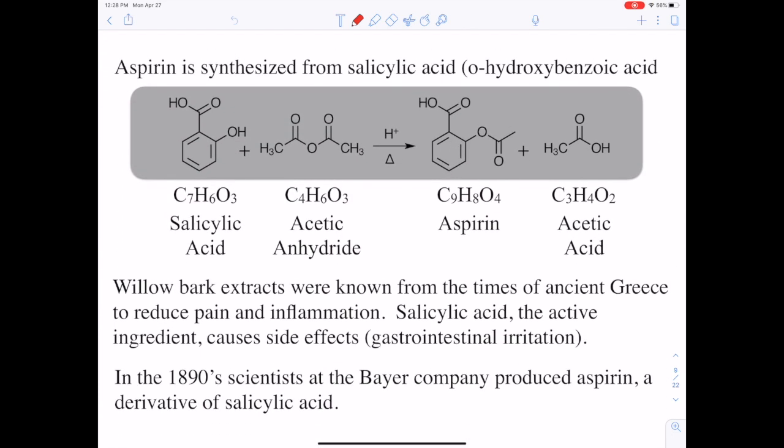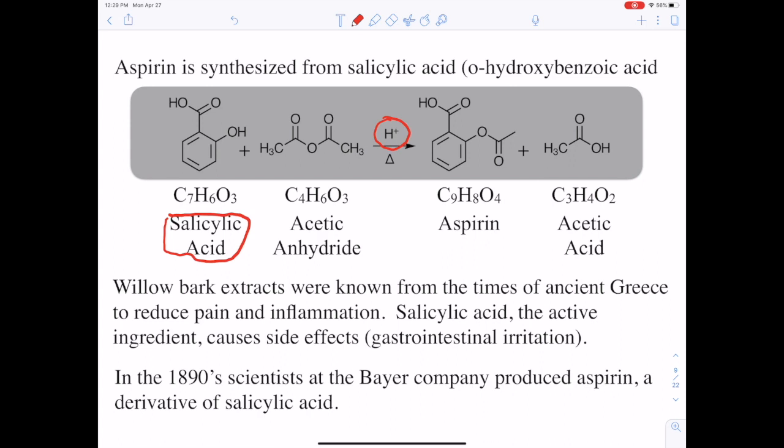So what about the reaction? Well, the reaction is between salicylic acid and acetic anhydride with an acid catalyst. And salicylic acid itself is known to be an analgesic. It can relieve pain. It's been known since ancient times, but it can cause irritation in the gut. And so in the 1890s, the Bayer Company produced aspirin, which is a derivative of salicylic acid.